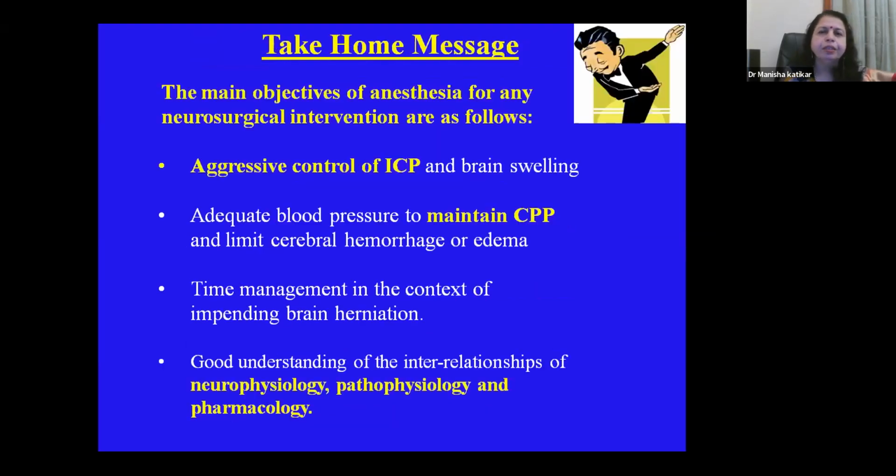So the take-home message: the main objective of anesthesia for any neurosurgical intervention is that you need to control the ICP aggressively, avoid brain swelling, and maintain adequate blood pressure to maintain cerebral perfusion pressure. It is very important because whatever action we take will avoid the worst complication, that is brain herniation. And for that, you need to have a good understanding of the interrelationship of neurophysiology, pathology, and neuropharmacology.